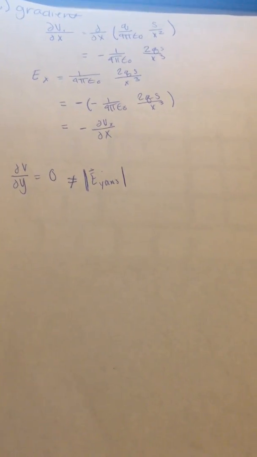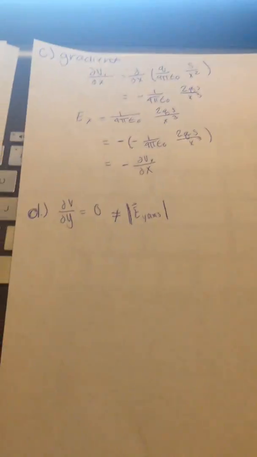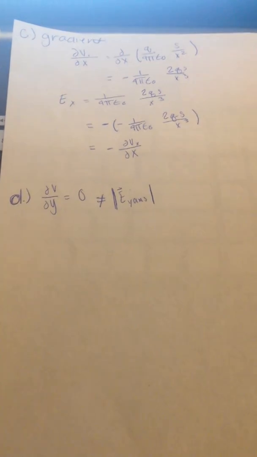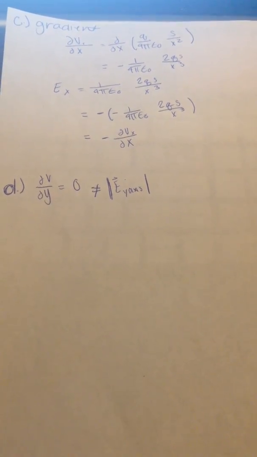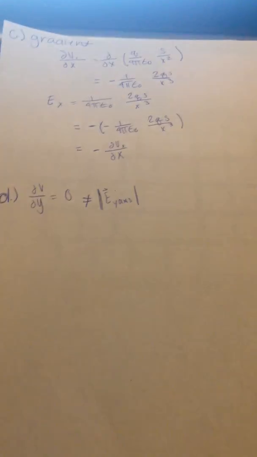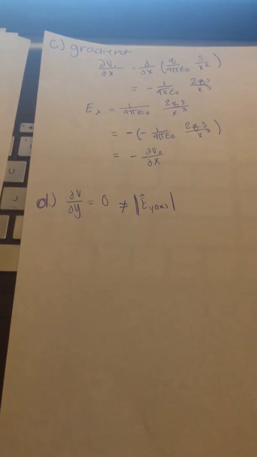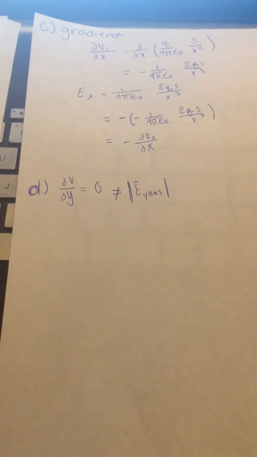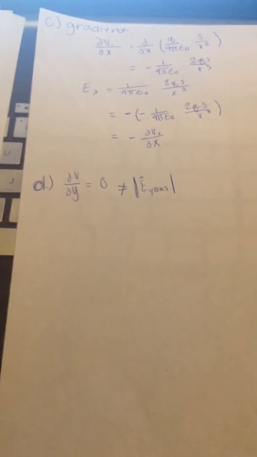Then for D, we know that along the y-axis, dV over dy is equal to 0, because the potential along the x-axis is 0. So that shows that there is no electric field along the y-axis.